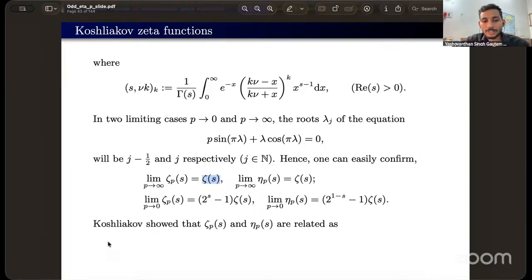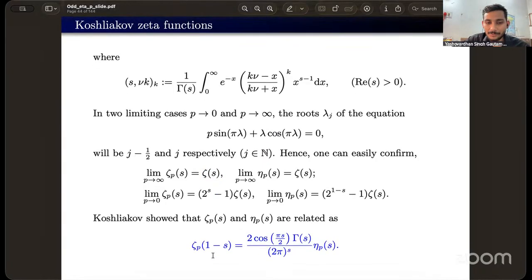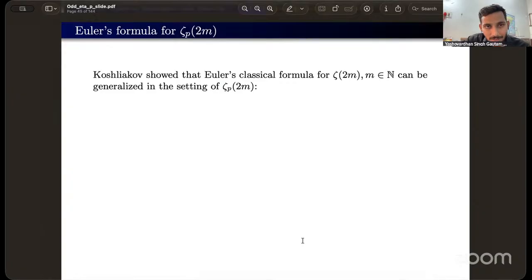So Koshliakov shows that these two pairs of Dirichlet or non-Dirichlet series are related, and they are related by the same functional equation, where zeta P of 1 minus S is defined in this form. Now we know about zeta P functions and the definition of the zeta P function, and how they are related. Now we'll move to what is Euler's formula for zeta P.